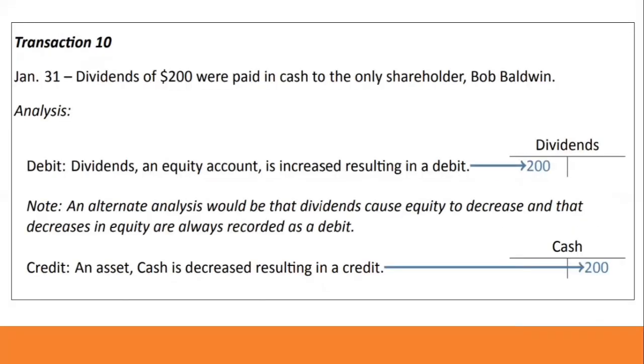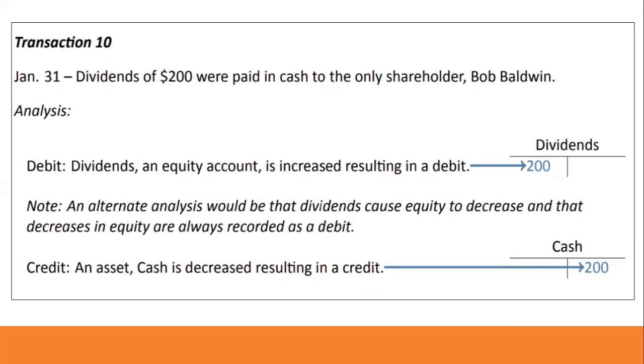And finally, our 10th and last transaction, which happened on the 31st of January, says: Dividends of $200 were paid in cash to the only shareholder, Bob Baldwin. Now, if we try to analyze this, it is very simple. We only have two accounts involved: of course, dividends and cash.